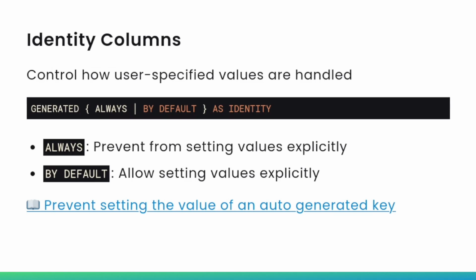Now, for these identity columns, there's an option to control how user-specified values are handled. So there are two ways that you can do that. The first one would be always, generated always as identity. This means that if someone tries to insert a row into the table and provide an explicit value for our identity column, Postgres is going to prevent that, okay? Another option is generated by default, meaning if a value was not provided, use the sequence to find the next value.